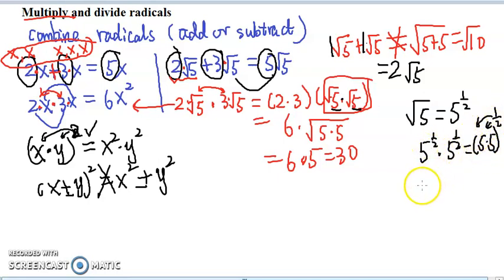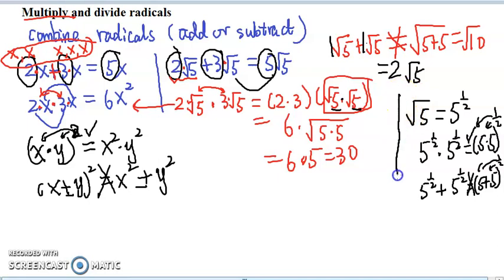But not for addition. If we have 5 raised to 1/2 plus 5 raised to 1/2, we cannot say we add 5 and 5 and raise to 1/2, because you cannot distribute the exponent to them if it's plus. So this will be wrong, but this is correct. If you don't want to bother with all this explanation, in a later section you will have a better understanding of this.